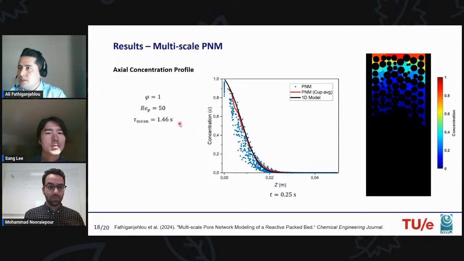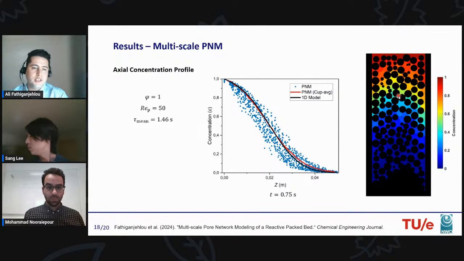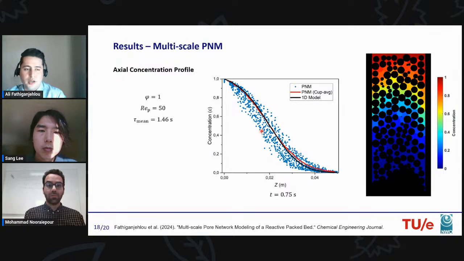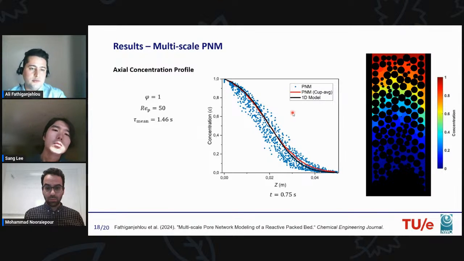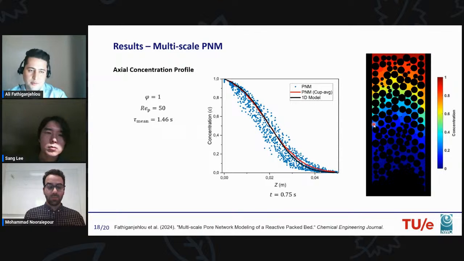Here you can see the axial concentration profiles at different time steps for a condition where the Thiele modulus is equal to 1 and Reynolds is equal to 50. We can see how the concentration evolves over time inside the packed column. Also, we compared the cup-averaged axial concentration profile from PNM to the one from a 1D model to validate our multi-scale PNM. Also here, the blue dots represent the concentration in reactor scale pores.